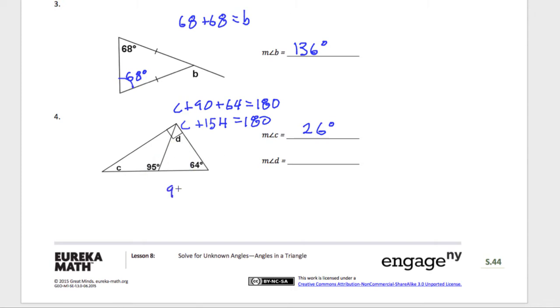So the way that I say that is 95 is equal to D plus 64. Subtract 64 from both sides, and that's 31 degrees.